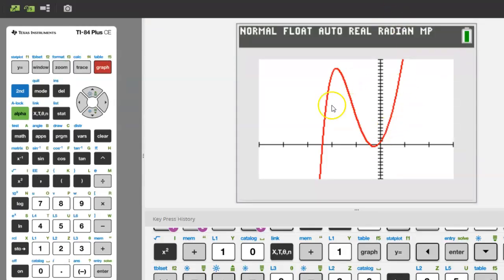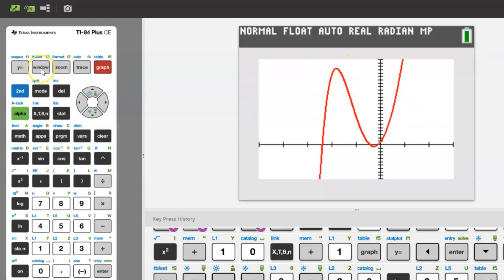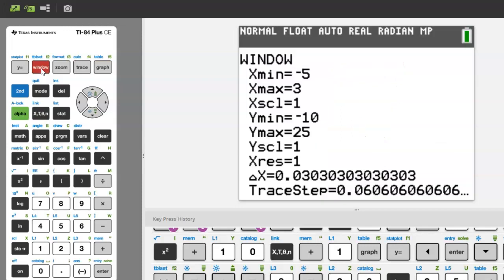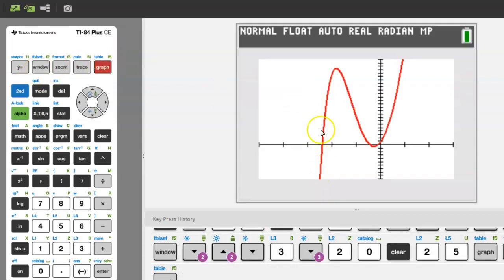I graphed it. This is the graph that you should get, something like this. If you're wondering what window settings to use, sometimes you just have to guess and play around with it a little bit. But these are the window settings that I use. So if you had some problems with that and you're waiting to get the answer, maybe this will help. So maybe pause the video again and continue on. But otherwise, I know the hardest part for people is where the graph is increasing or decreasing.